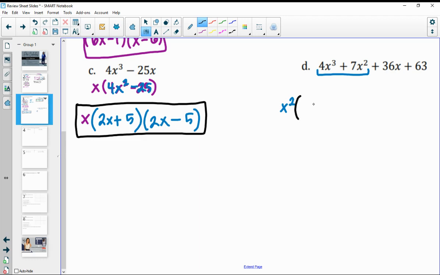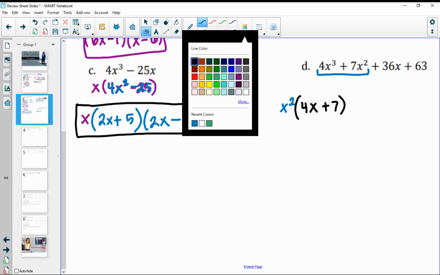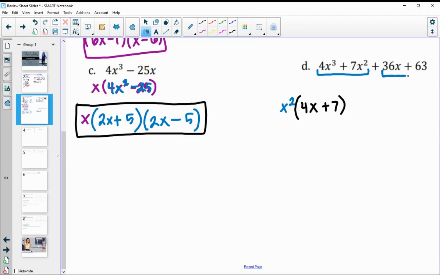And when we take an x squared out, 4x cubed divided by x squared is just 4x. 7x squared divided by x squared is just 7. So then we're going to go to this next part, and we're going to see what's in common between these. So what's in common here is these are both divisible by 9. So we'll have a plus 9 that we take out. So 36x divided by 9 is 4x, and 63 divided by 9 is positive 7.